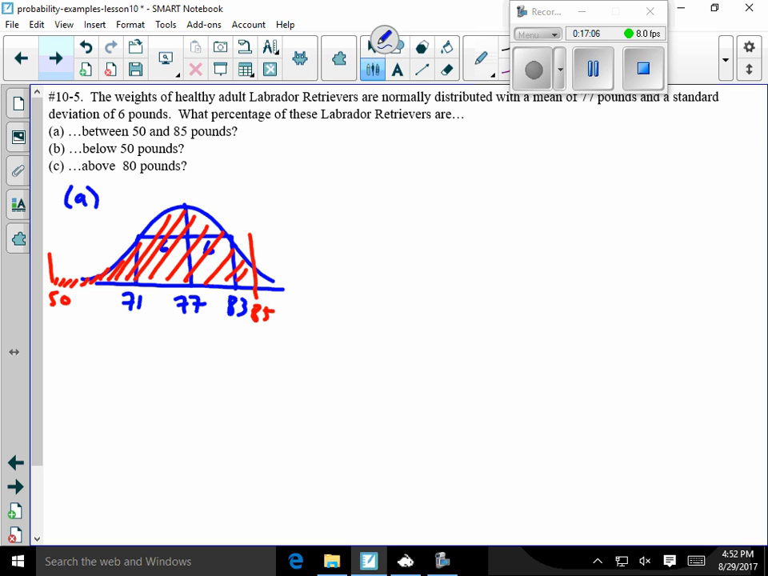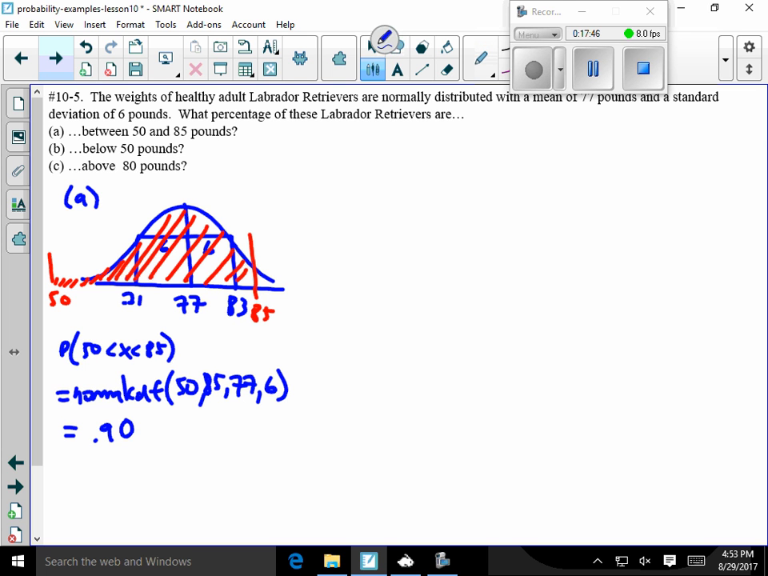We can write it as a probability statement. The probability that the Labrador retriever will be between 50 and 85 pounds would be the normal CDF function. And for the lower bound, we'll put the 50. And actually, let me do this below so that we can do these side by side. Normal CDF, and then 50, and then the upper boundary is 85, and then the mean is 77, and the standard deviation is 6. And if you plug that in a calculator the same way as we showed earlier, 0.9088.